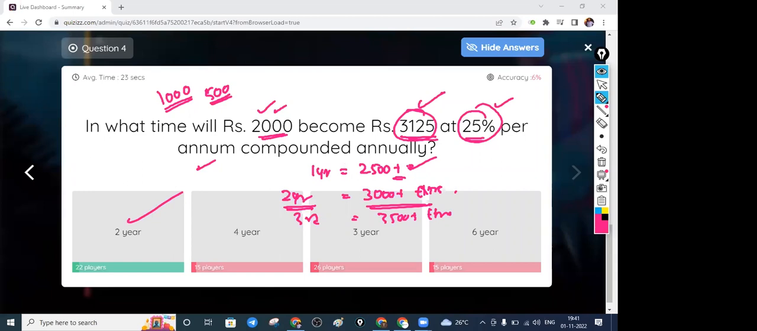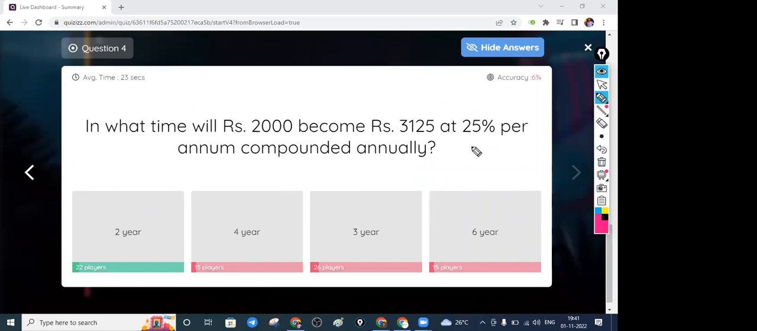If you want me to calculate exactly, this is how it will be done. 2000, at the end of 1 year, add 500. 2500 is the principal. What is 25% of this? It will be 625. Add this, you will get 3125 at the end of the second year. So this is the right answer.